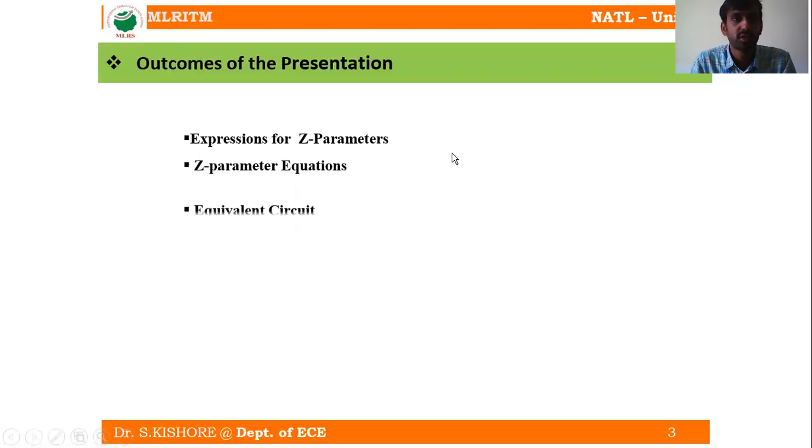So these are the outcomes of our presentation. By the end of this lecture, you are going to obtain the expressions for the different Z parameters and know the equations of the Z parameters. Through the equations, you are going to obtain the equivalent circuit. And for your understanding, we are going to solve an example problem on obtaining the Z parameters.